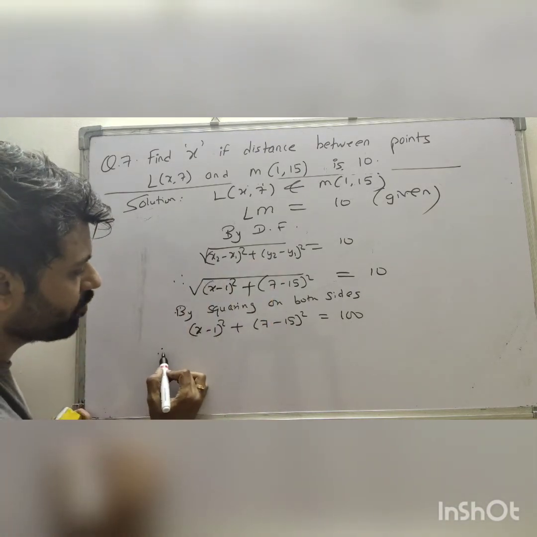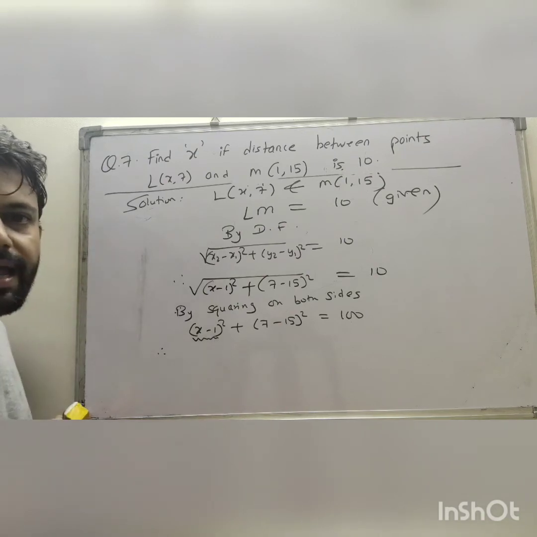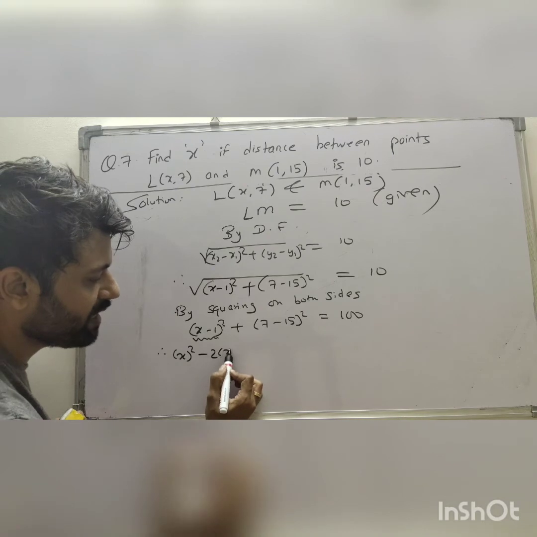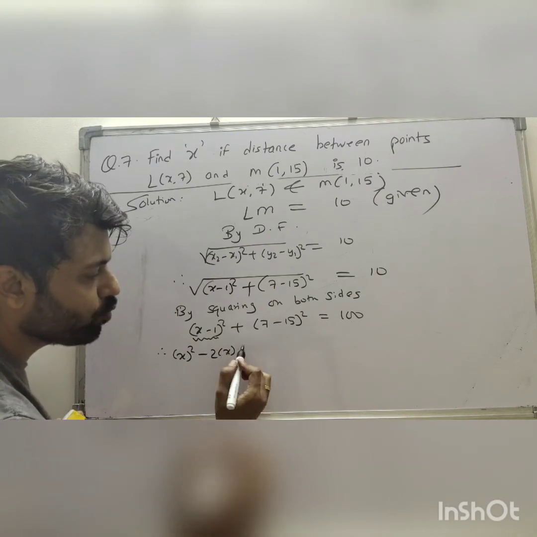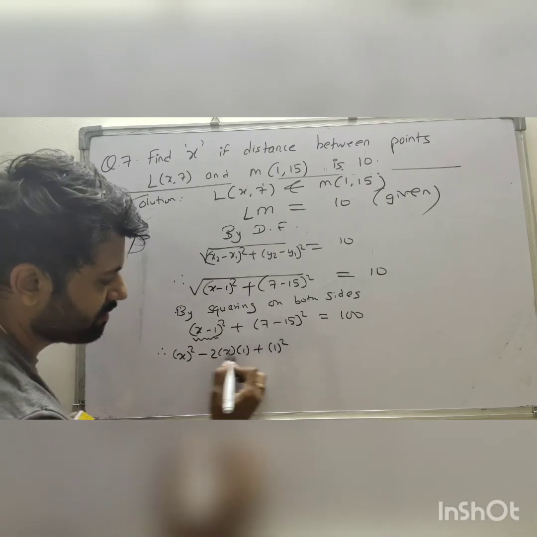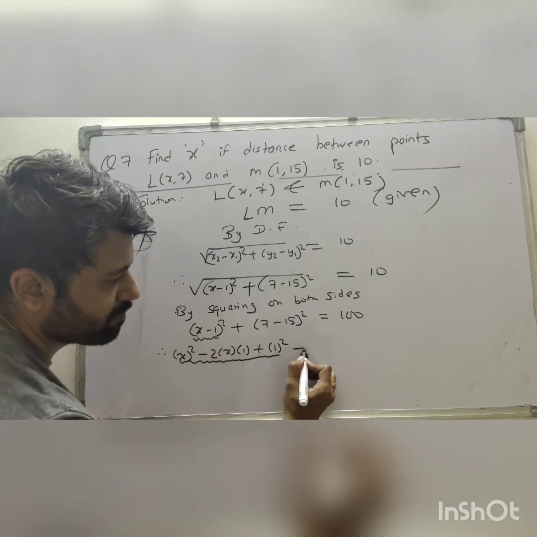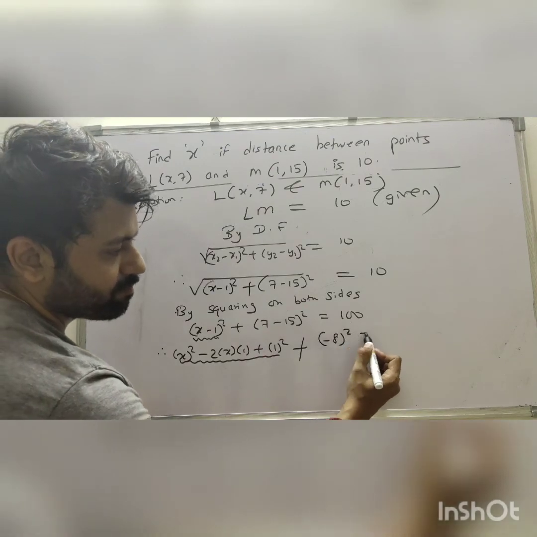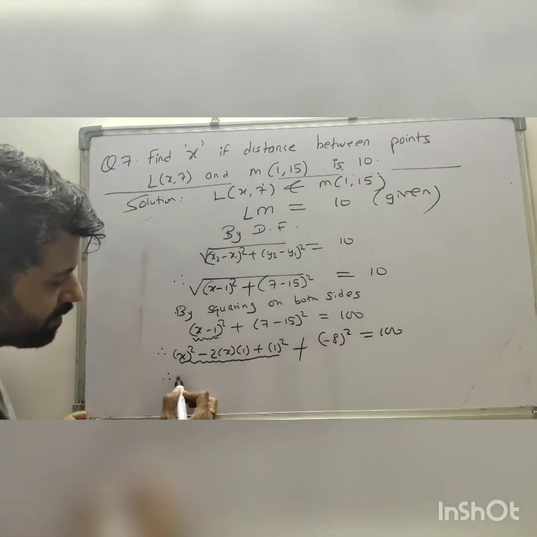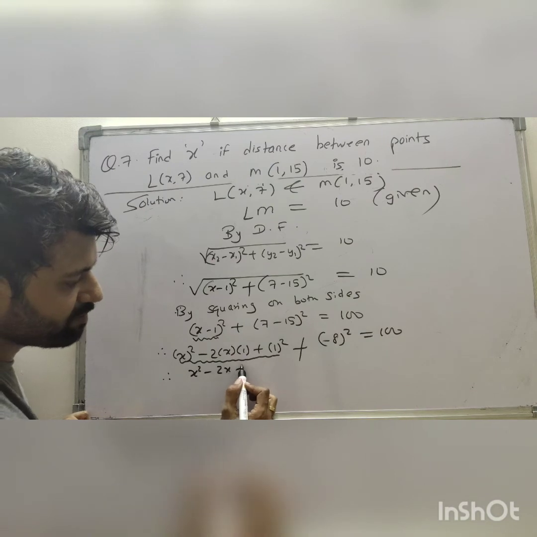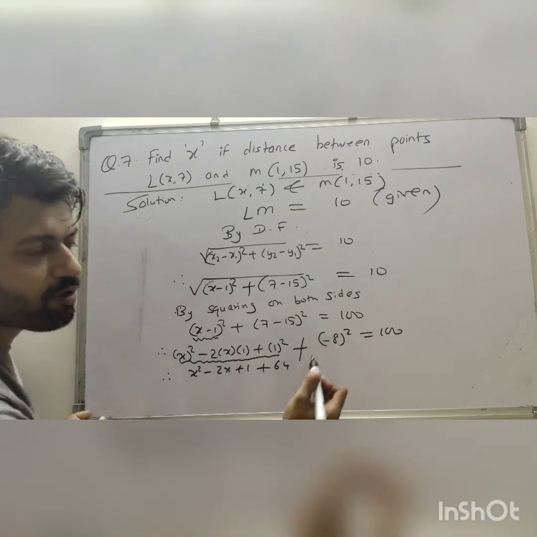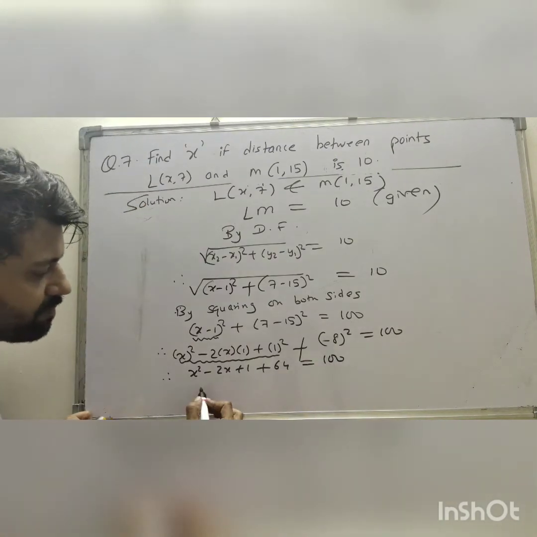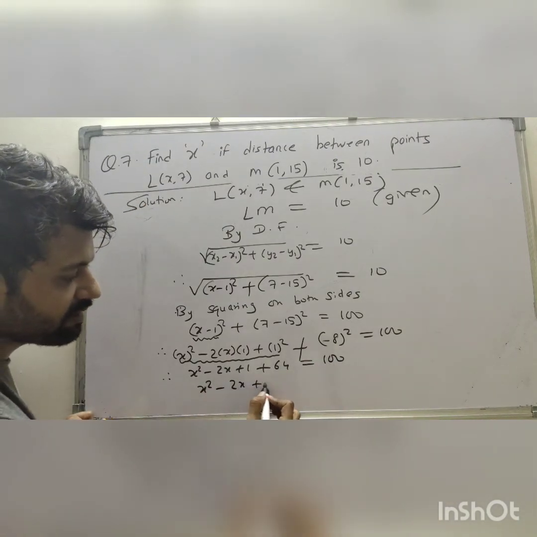We know its expansion using the formula a minus b the whole square, which is a square minus 2a into b plus b square. 7 minus 15 is minus 8. This is x square minus 2x plus 1 plus 64. The square of a negative number is always positive. 64 plus 1 will be 65.